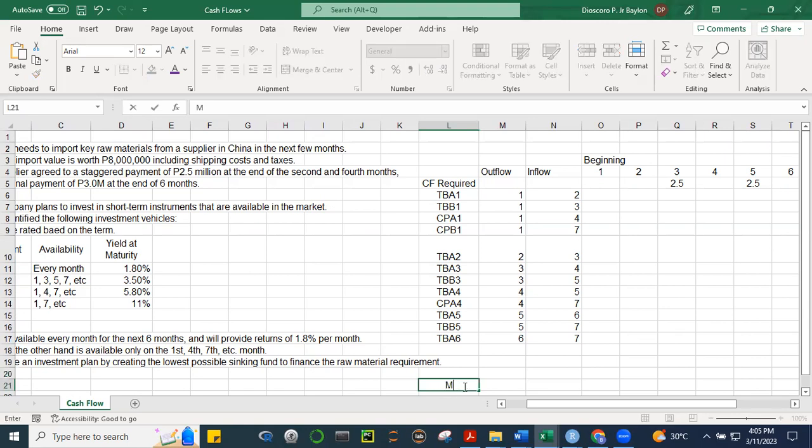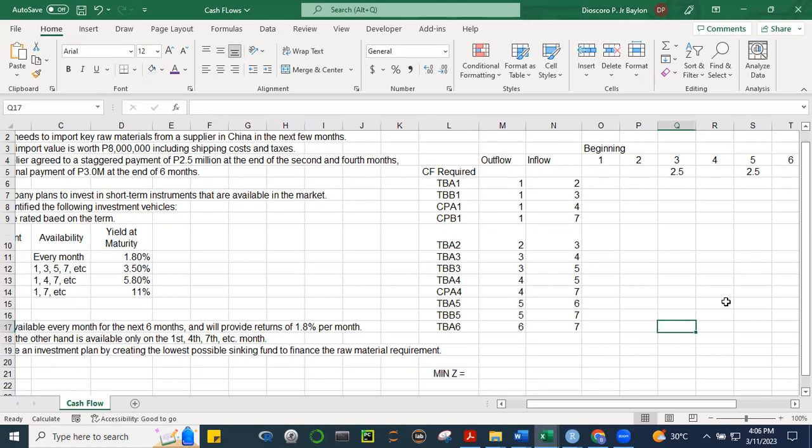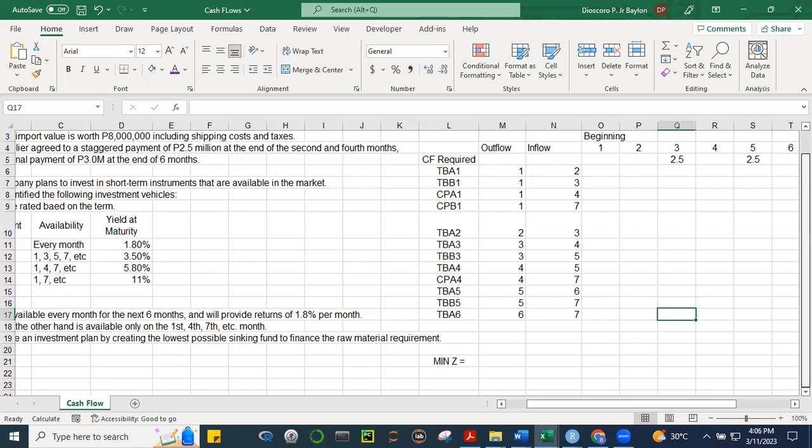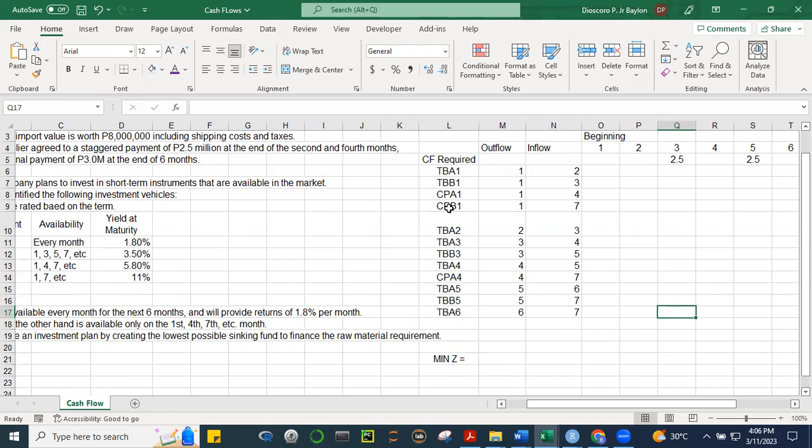Okay, but what are we minimizing? The investment amount for each, TBA1, TBB1, our decision variables, or the amount to be invested in this. So the sum of this. Is it to minimize the sum of TBA1 plus TBB1 plus CPA1 plus CPB1 plus TBA2? So is it the sum of all of this, class? I think, sir, yes. Okay, thank you.